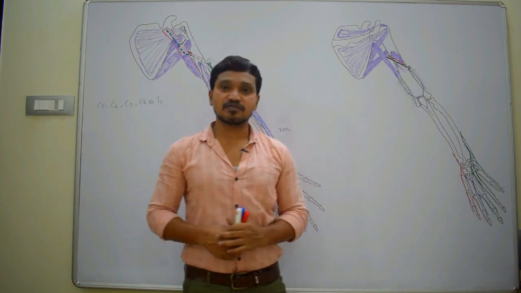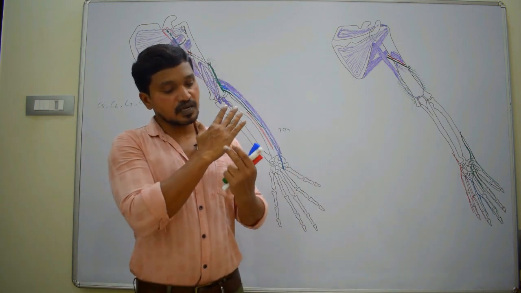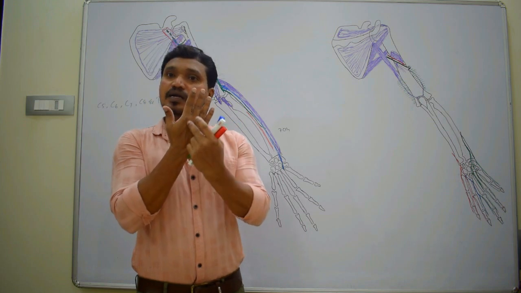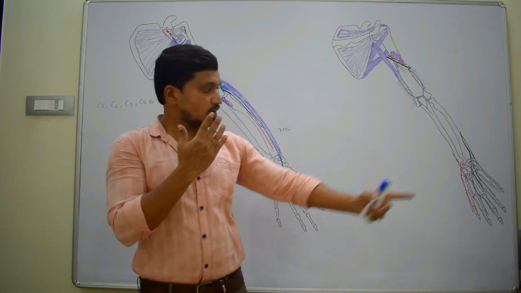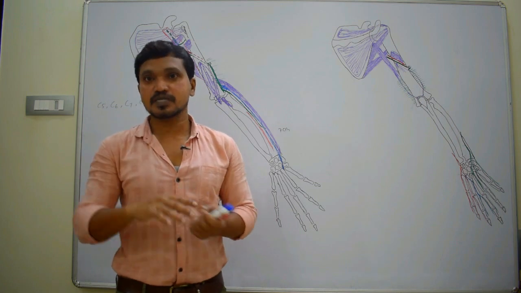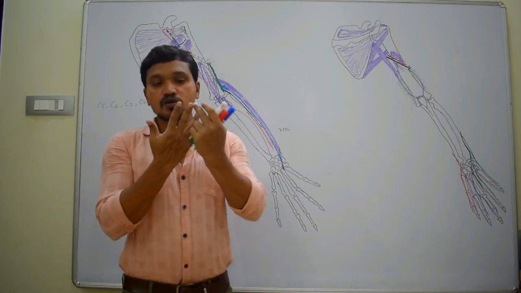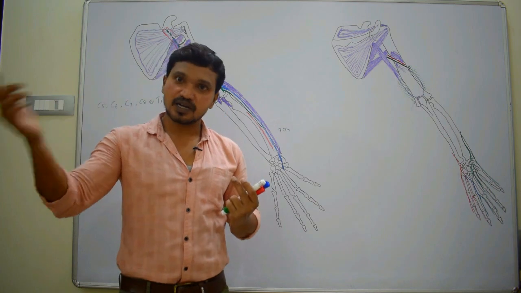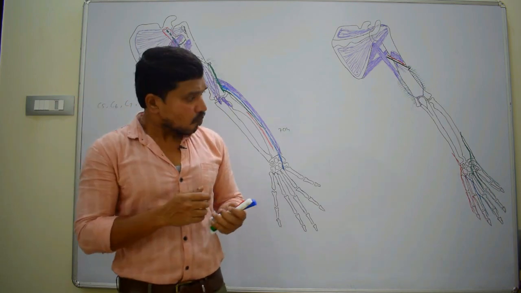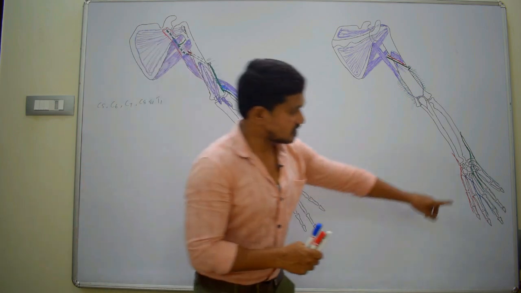So this is the clarification. Some textbooks say that the dorsal aspect of the lateral 3.5 digits and the lateral 2/3 of the dorsum will be supplied by the radial nerve. This is according to some textbooks. But some textbooks say that the lateral 2.5 digits are supplied by the radial nerve, and the medial 2.5 digits by the ulnar nerve. Why that confusion? Because of this.